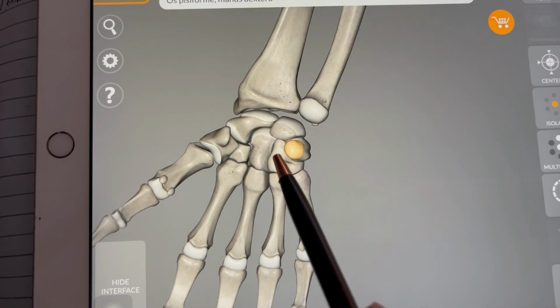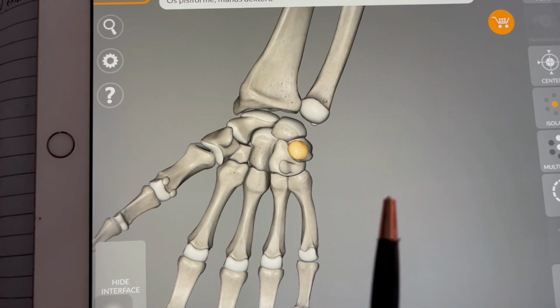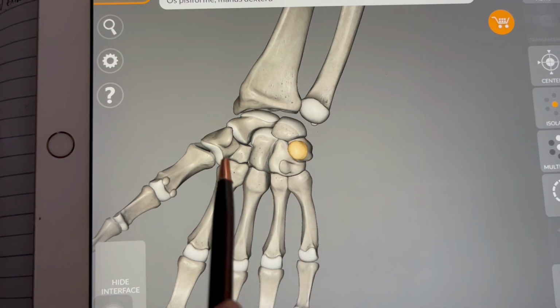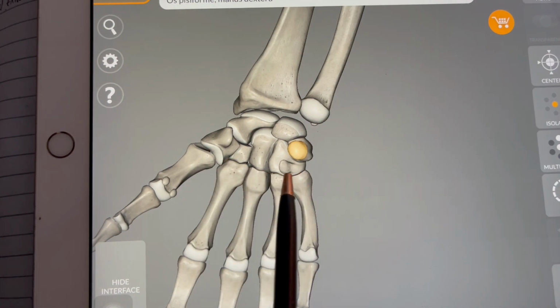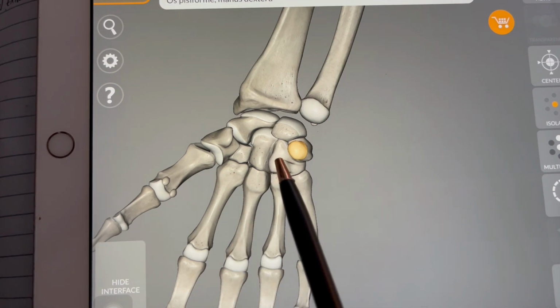So students, the carpal bones proximally form articulation with the radius bone of the forearm, and distally they form articulation with the metacarpal bones of the hand, forming the carpometacarpal joint.